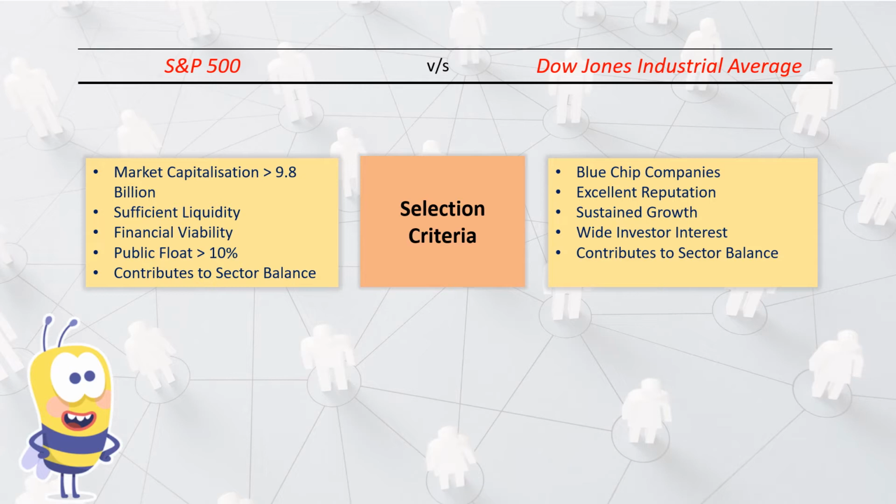On the other hand, DJIA constitutes stocks of blue-chip companies, which have an excellent reputation, and have shown sustained growth. These stocks should be of interest to a wider investor base, and contribute to sector balance in the portfolio of DJIA.